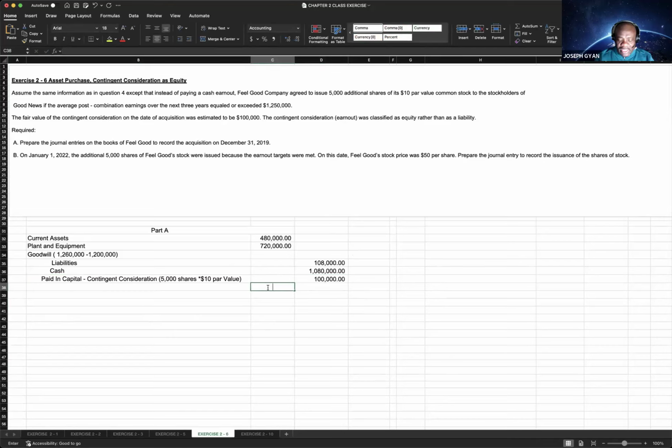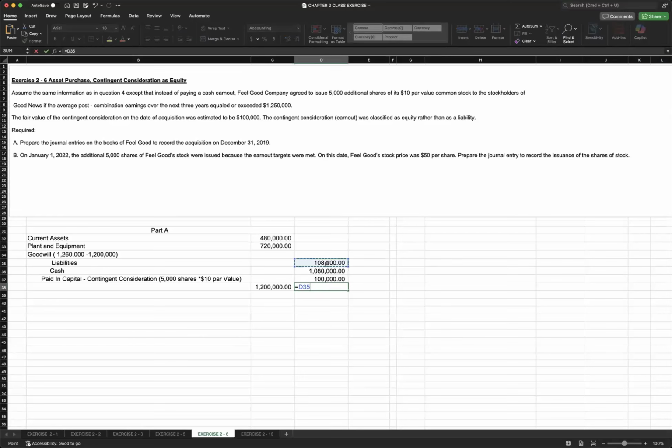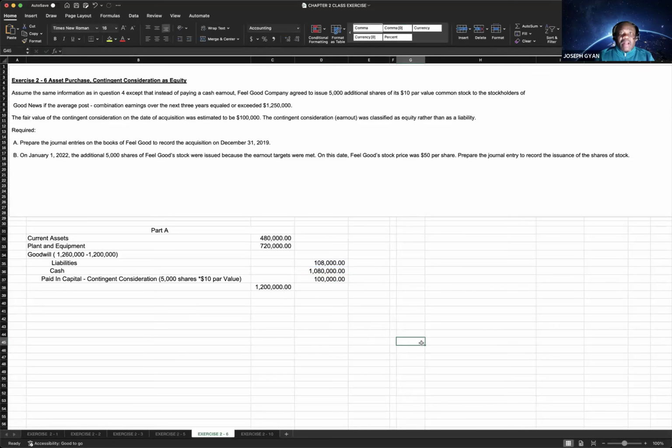So let's see. We know that this equals this plus this. There's no change. 1.2, but this is going to be a change. Professor, it's gonna be 50,000. It's not 50,000, it's 100,000. Yeah, because 5,000 shares multiplied by 10 is 50,000. Okay, let me take off this one. Let's see here. It's 100,000. You know why it's 100,000? Forget about this one here.